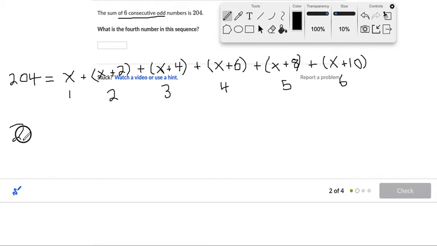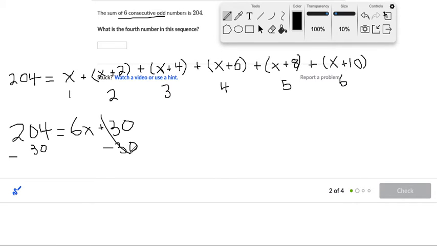So we're going to do 204 equals 6x plus our constant terms. So let's add those constant terms. 2 plus 4 is 6, plus 6 is 12, plus 8 is 20, plus 10 is 30. Okay. Have a two-step equation just like before. I'm going to get rid of that constant right there. So it's a plus 30. I'm going to subtract 30 from both sides, just like that.